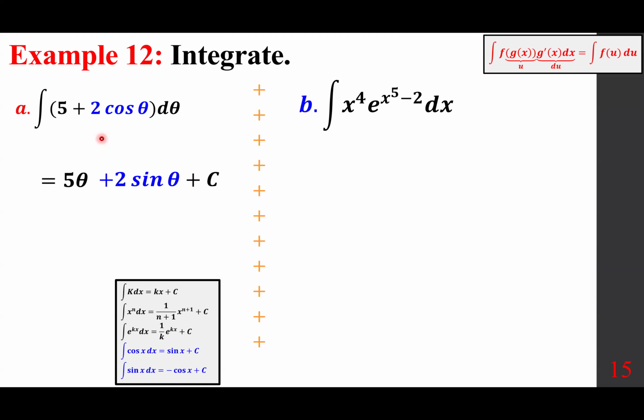What happens if the integral involves exponentials? In that case, normally the exponent of e is the choice of u. If I differentiate, I get 5x to the power of 4. Therefore, du is 5x to the power of 4 dx.